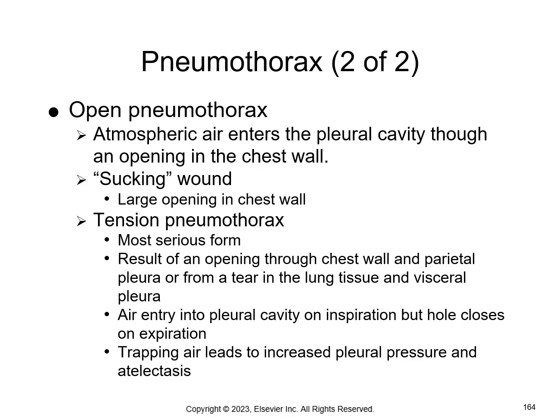All right. You can have an open pneumothorax where the atmospheric air enters the pleural cavity through some opening in the chest wall, like somebody stabbed somebody, one of your clients. This will present a sucking sound in the wound, and they'll have a large opening in the chest wall. You can have a tension pneumothorax. This is typically an emergency. This is the most serious form. It results from an opening through the chest wall and parietal pleura, or from a tear in the lung tissue and visceral pleura. Air enters the pleural cavity on inspiration, but the hole closes on expiration. The trapped air causes an increase in the pleural pressure and atelectasis.